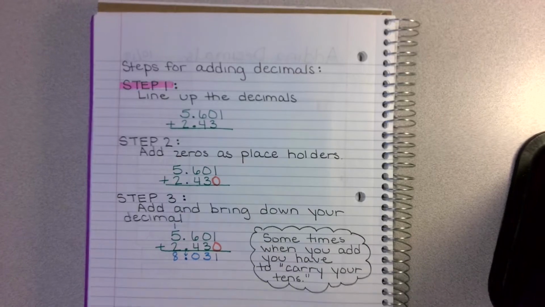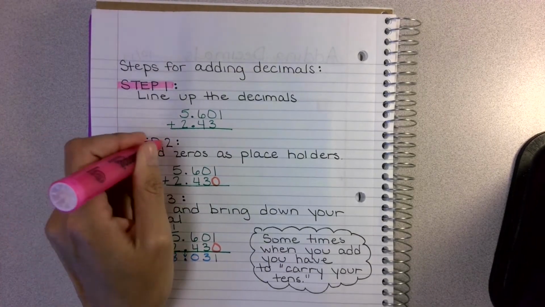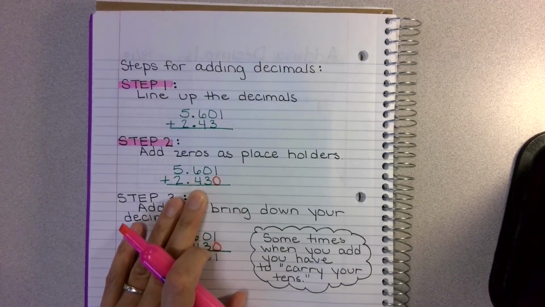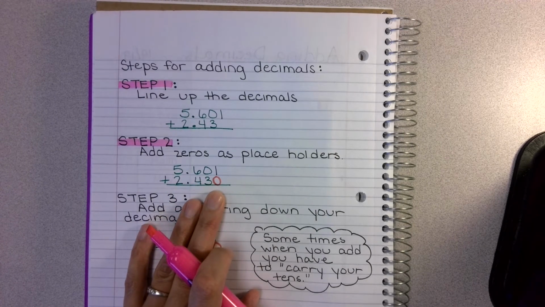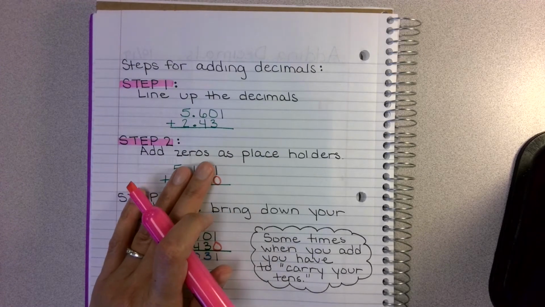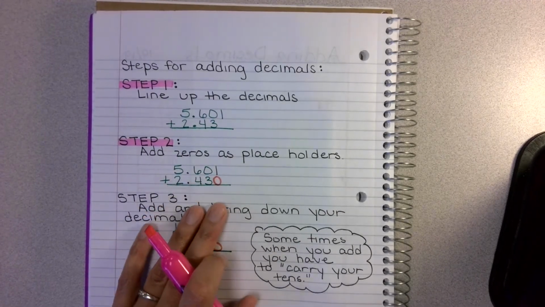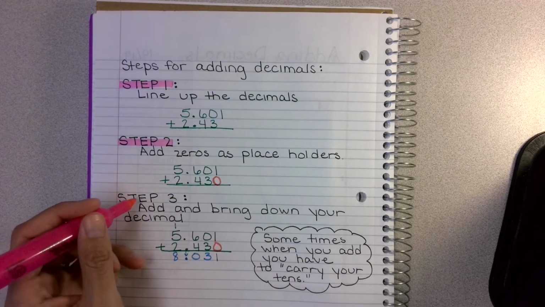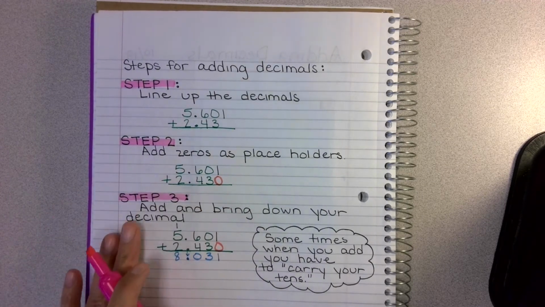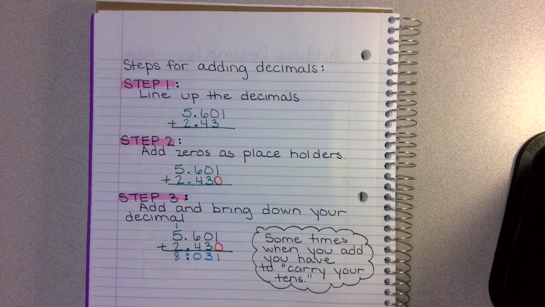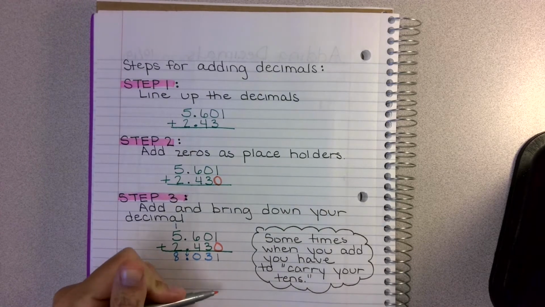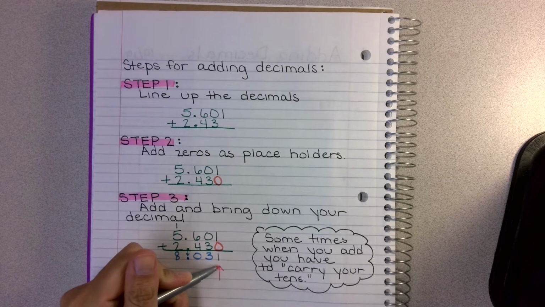Step 2, add zeros as placeholders. So I took my problem that I wrote down. When I lined up the decimal in the places, I put in a 0 as a placeholder so that I know I'm doing 1 plus 0. And then step 3, add and bring down your decimal. So when you're adding, you always start with the place on the right. So start here.